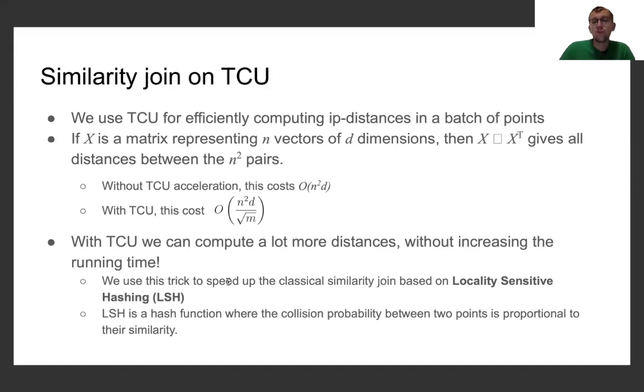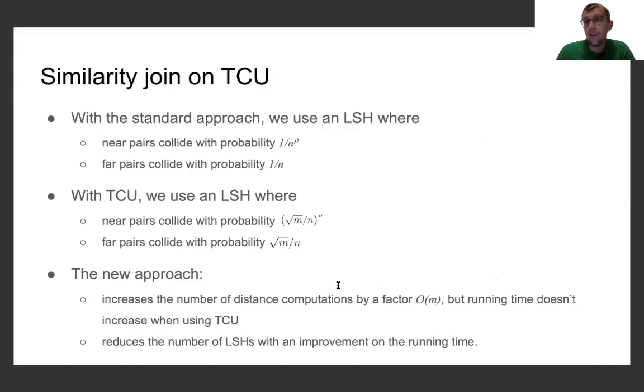So we are going to use this trick to speed up the classical similarity join based on locality sensitive hashing, LSH. LSH is a hash function where the collision probability between two points is proportional to their similarity. So two very close points are more likely to collide than two far points. Let's see now how we can run similarity join with TCUs. I'm not going to show all the details, so please have a look at the paper. But the high-level idea is the following one.